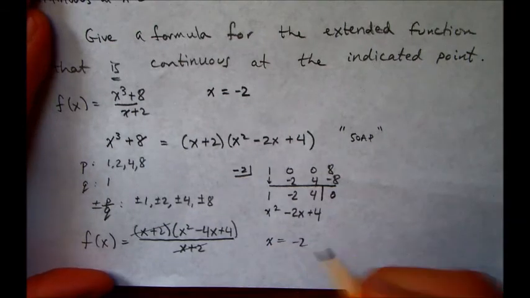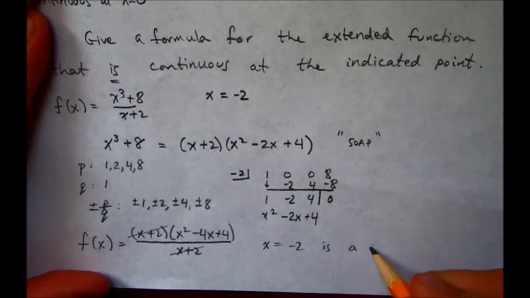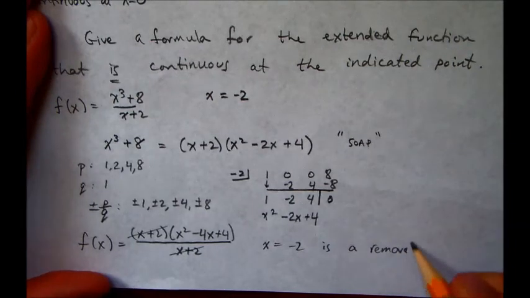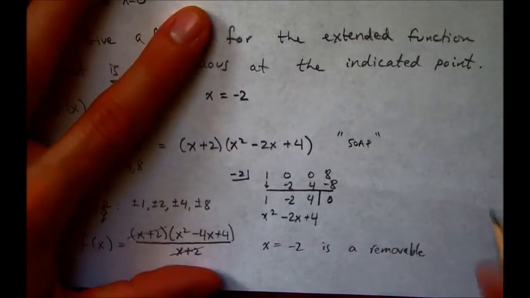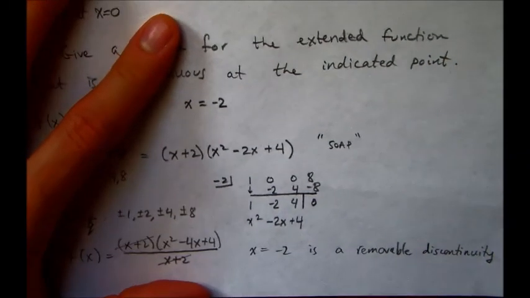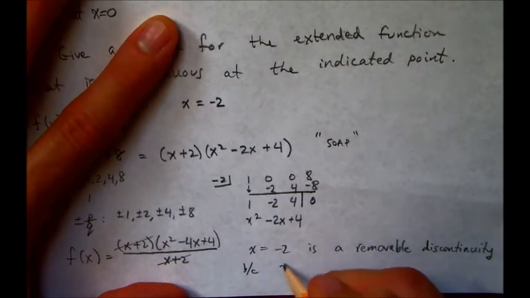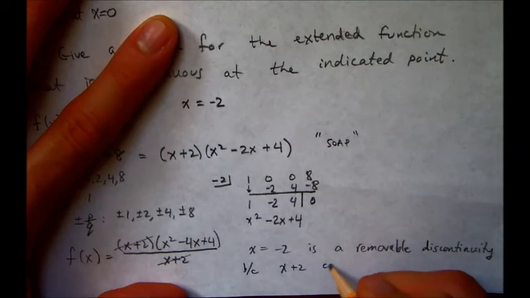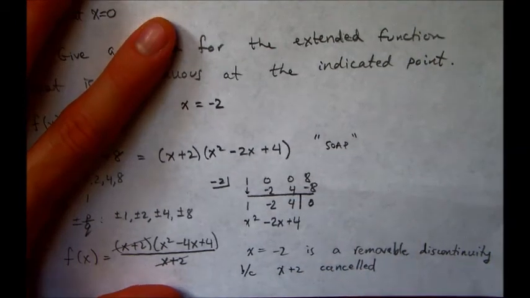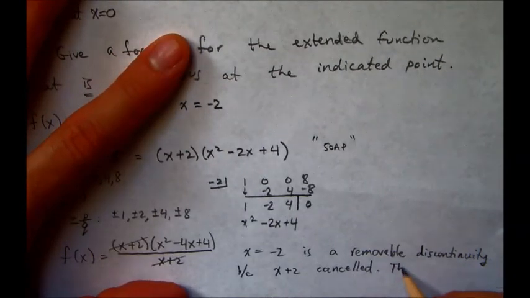So x equals negative 2 is a removable discontinuity because x plus 2 canceled. So first it has to be a discontinuity, and then it canceled out. This means the graph has a hole.